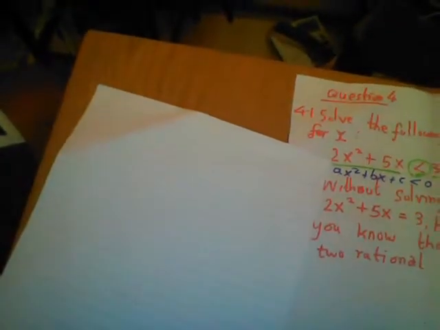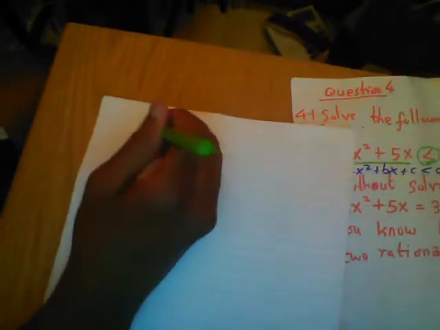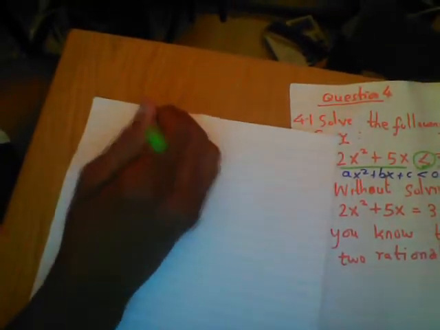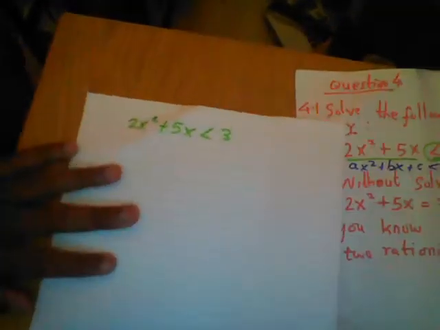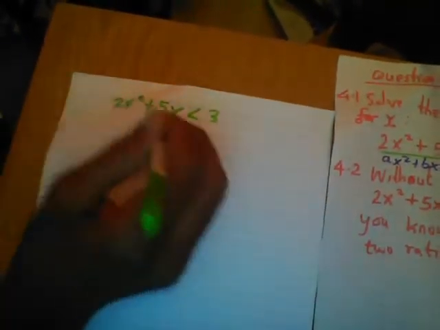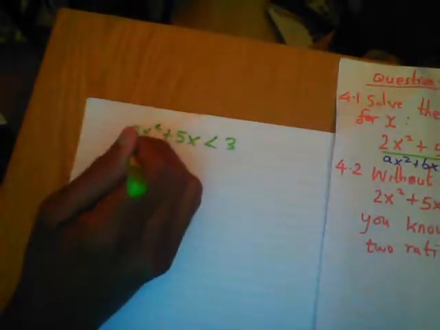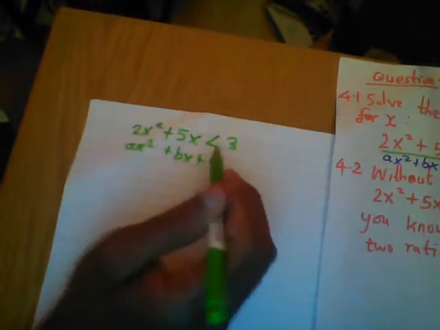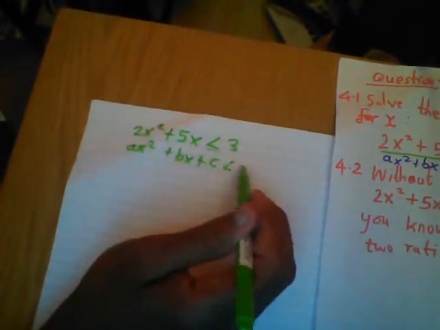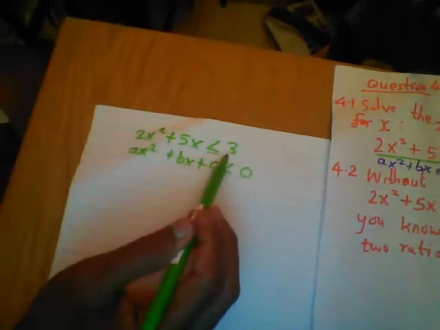So I'm going to copy my inequality. Our inequality says 2x squared plus 5x less than 3. We're going to rearrange it into the standard equation of quadratic. What is the standard equation of quadratic? It is ax squared plus bx plus c equal to 0. But for this case, it's not equal, it is less than 0. So you see, we don't have a 0 there.